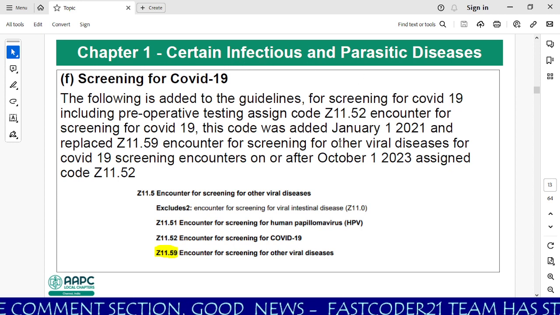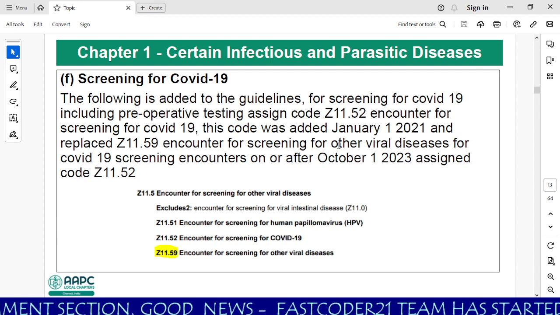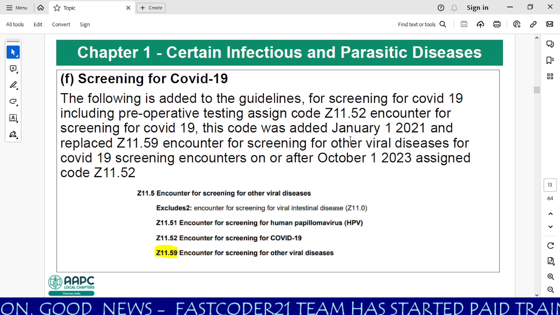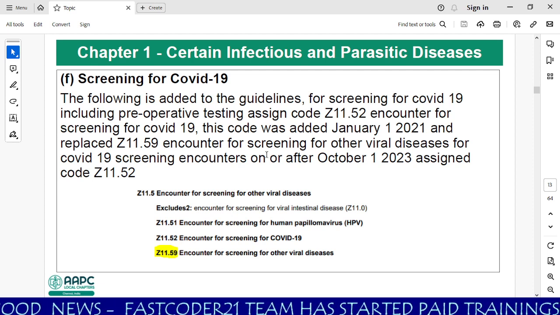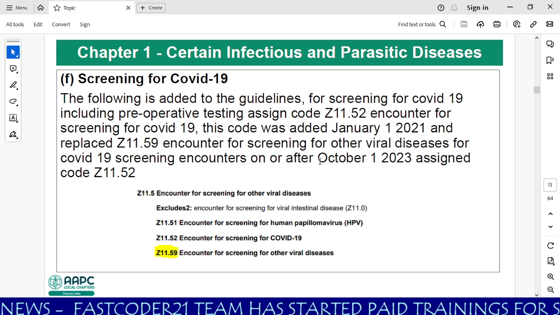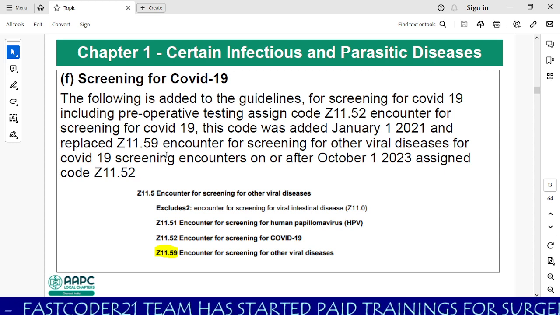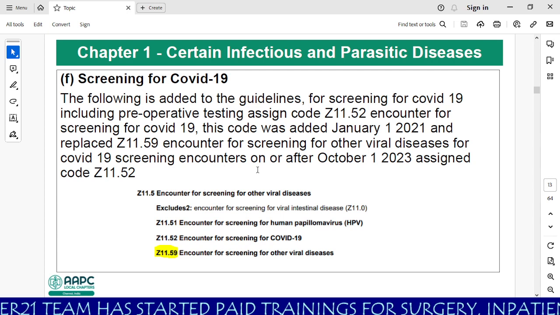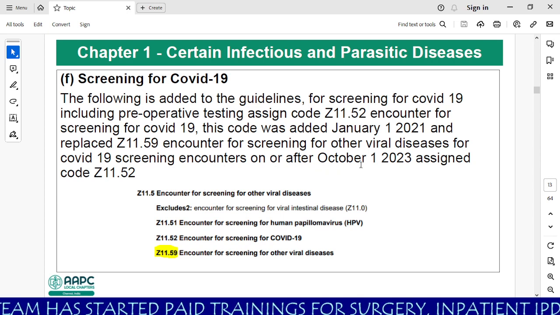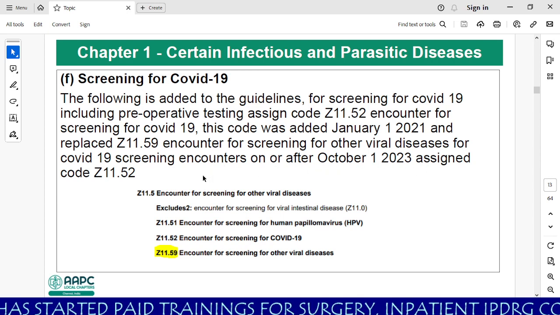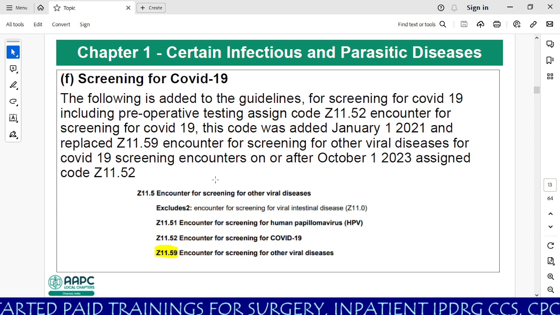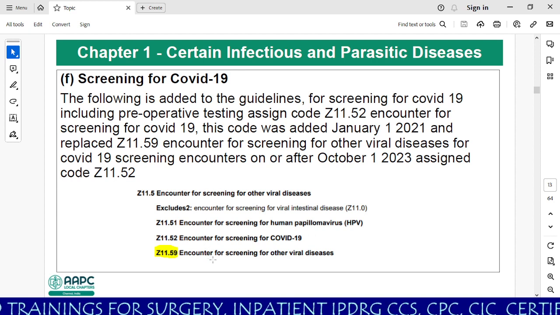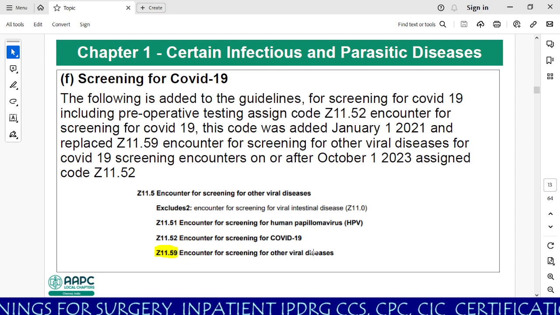Next, in chapter 1, previously if the patient came in for preoperative testing, we needed to assign Z11.52. As the COVID pandemic has ended, they have replaced Z11.52 with Z11.59, encounter for screening for other viral diseases. For a COVID-19 screening encounter on or after October 1st, 2023, we assign code Z11.52. So if the patient is coming for screening, we need to assign encounter for screening for other viral diseases.